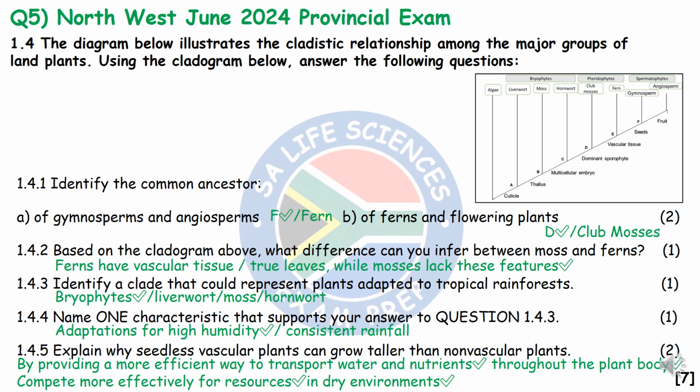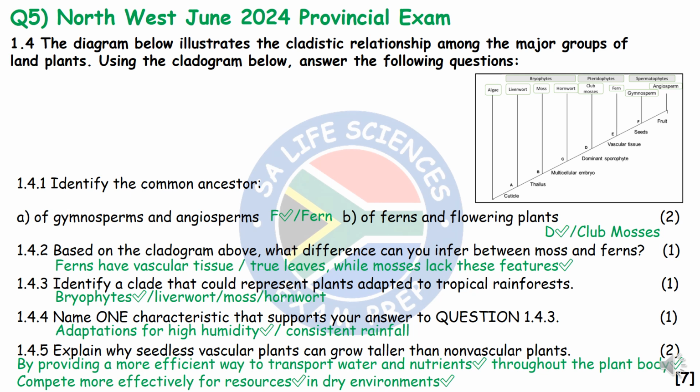Question 1.4.4 says, name one characteristic that supports your answer to the above question. So that would be an adaptation for high humidity or consistent rainfall. If there is not enough water, bryophytes cannot survive because they will not be able to reproduce. The reason why they need water to reproduce is because the sperm needs to swim to the egg, and the medium in which it swims to the egg is water.